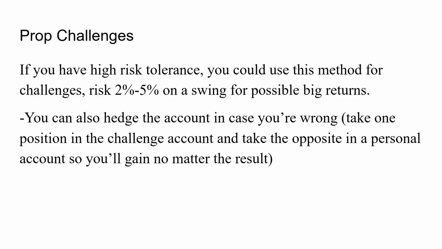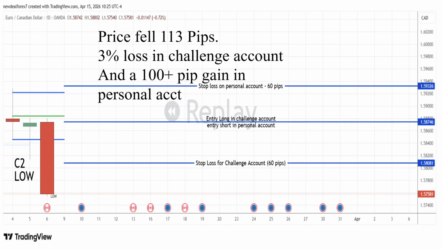So if you swing trade one in your challenge, you take the opposite side of that trade in your personal account. That way, no matter what price does, you'll win. So this is an example of that. Let's just say you have a candle one, a candle two, which creates the first low of the week. Your entry would be about right here. So in your challenge account, you would take this entry long, expecting price to go up.